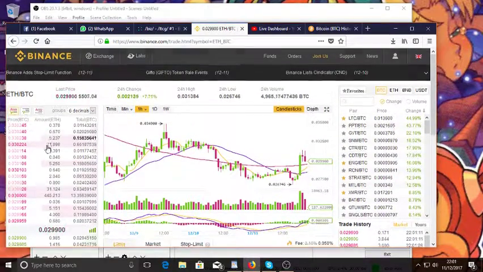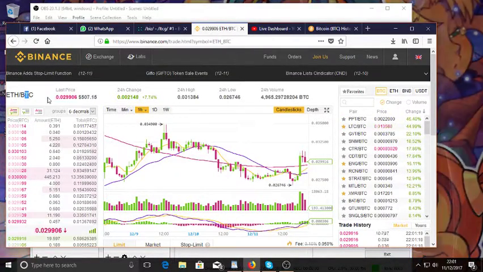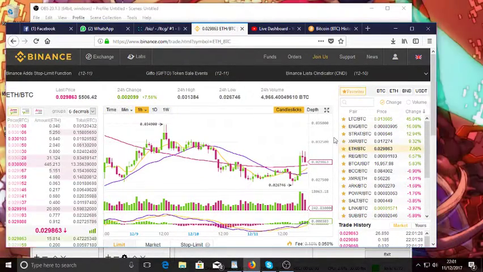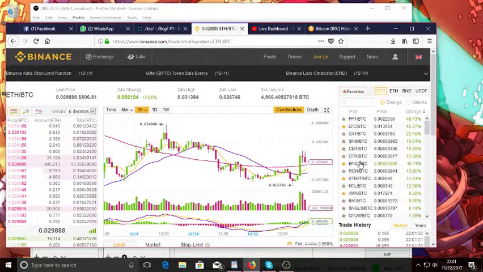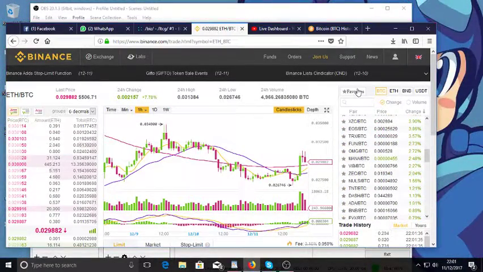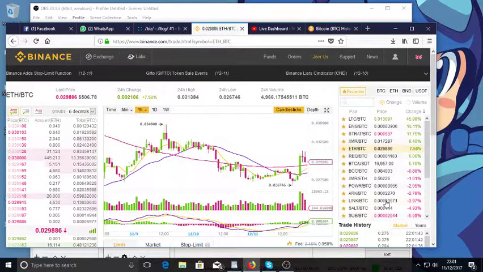So, order books, historical charts, there's your headlines here. ETH BTC, your last price, 24-hour changes, 24-hour highs, 24-hour lows, and the 24-hour volumes. Now deciding on your favorite trading pairs is really important, because there are so many different coins on Binance. If you don't narrow it down, you won't know what coins to invest in, and keeping track of your coins will be difficult as well.